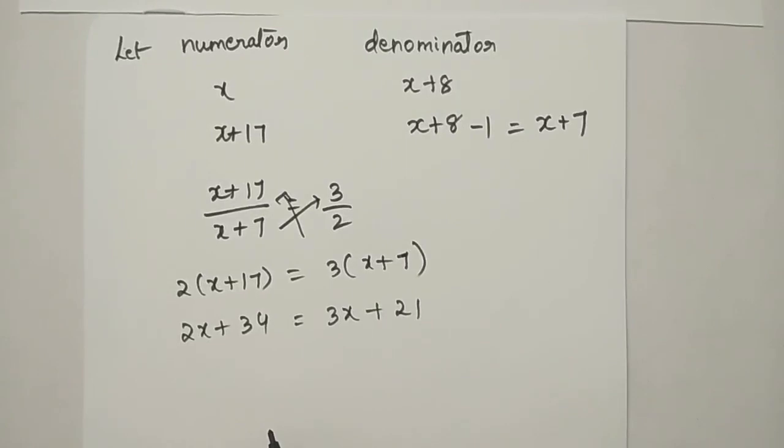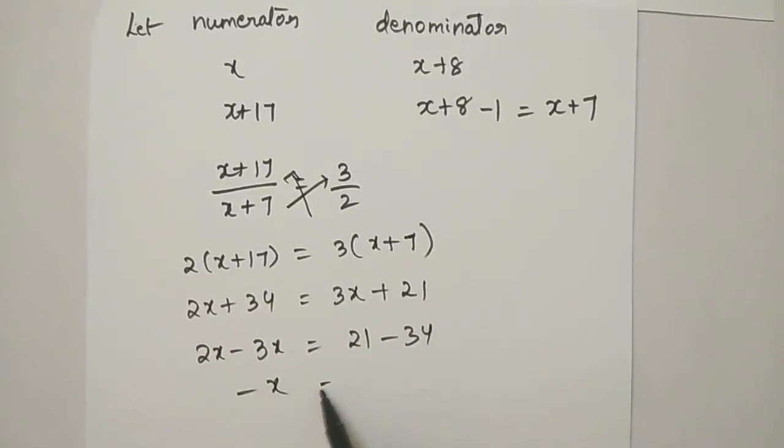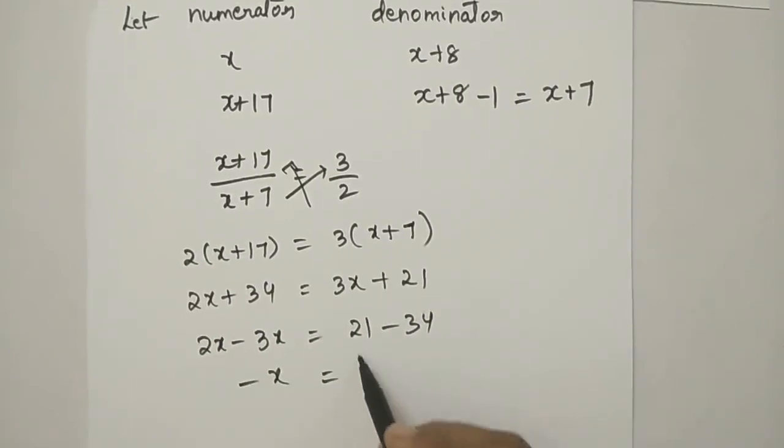Okay, bring the terms of x to one side and constant terms to the other side. This becomes 2x minus 3x equal to 21 minus 34. This is nothing but minus x is equal to minus 13. Now multiply both sides with minus sign. You will get x is equal to 13.